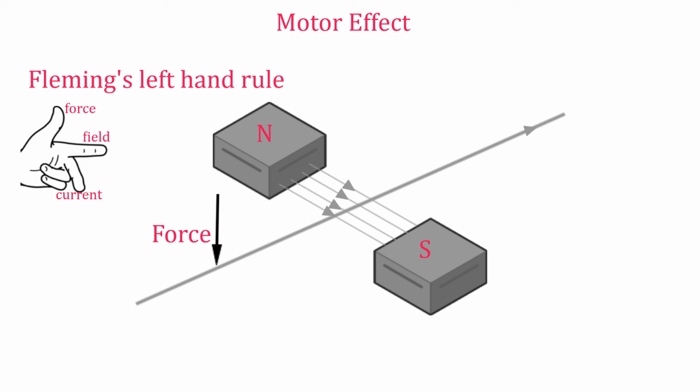If the wire is not at right angle to the field, the force will be smaller, and the force will be zero if the wire is parallel to the field. Remember, if you use the right hand, the direction of the force will be wrong.